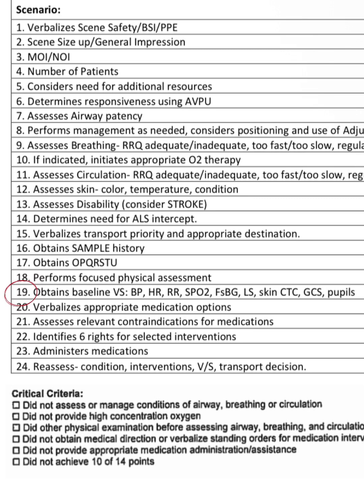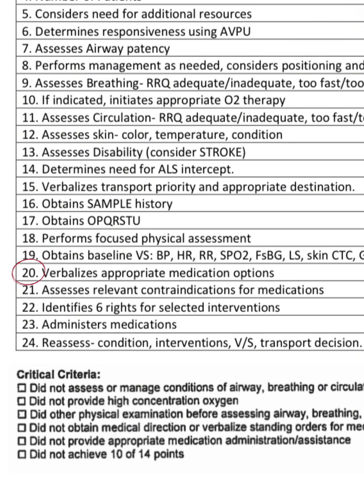Then you will move on to verbalizing the appropriate medication options. At this point in the assessment, you should have already come up with an idea of what you think is going wrong with the patient. And you should have an idea of if there are any medications that you can administer to the patient that would be helpful. Sometimes there are no medications that you can give. At this point, you must simply state, there are no interventions that I can give to the patient at this time, and then move on to step 24. However, if there is a medication that you can administer, name it here.